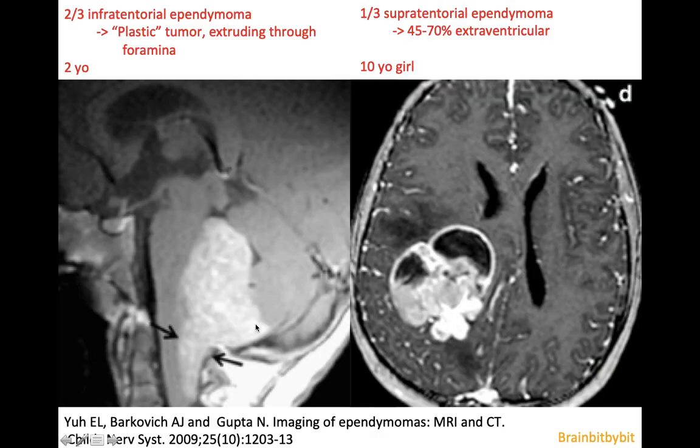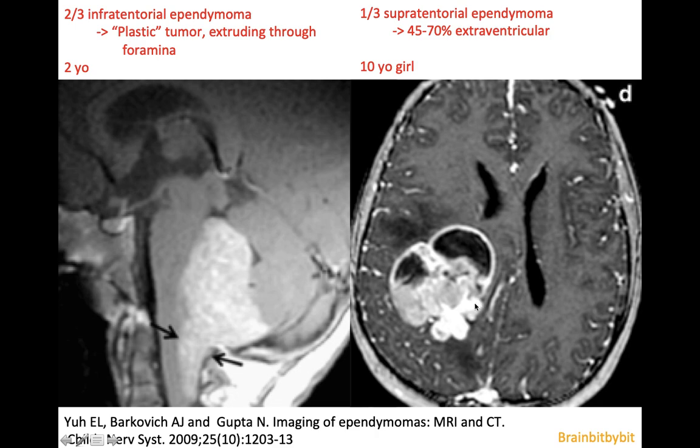Two-thirds of intracranial ependymomas occur in the posterior fossa in the fourth ventricle, and ependymomas are very soft tumors, accommodating their form and extruding through the foramina of Magendie and Luschka, and so ependymomas are sometimes called a plastic tumor. The presenting complaints are related to the CSF obstruction, and patients present with hydrocephalus.